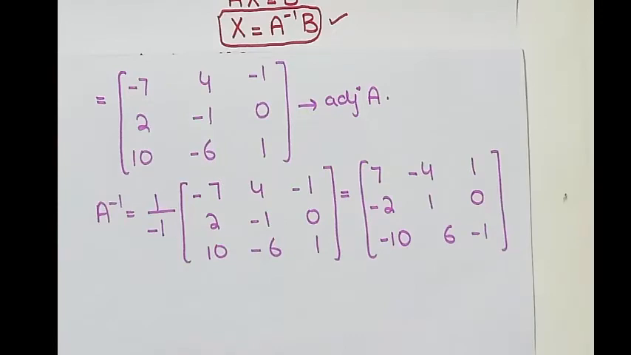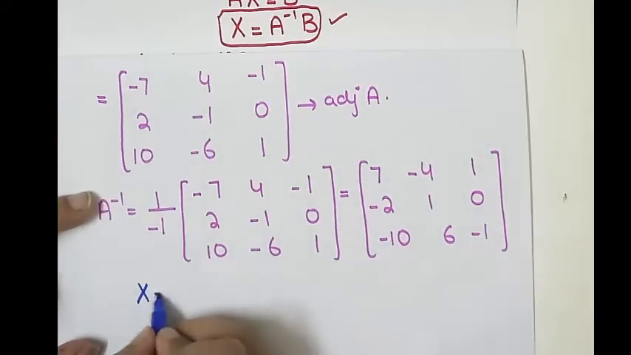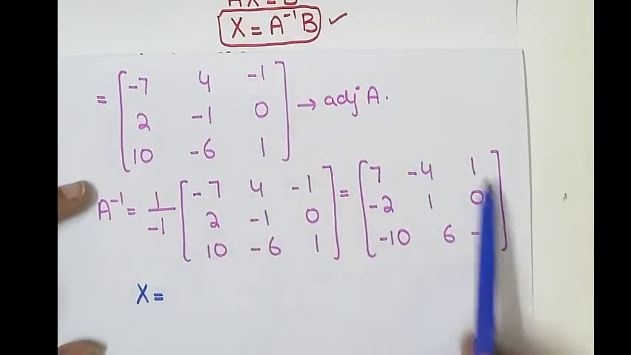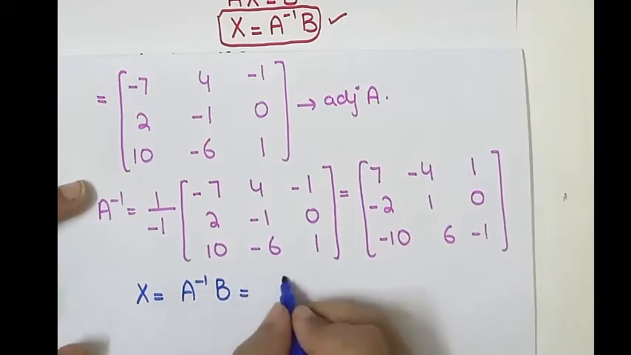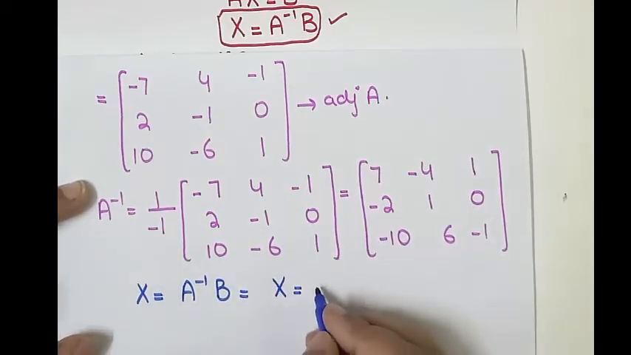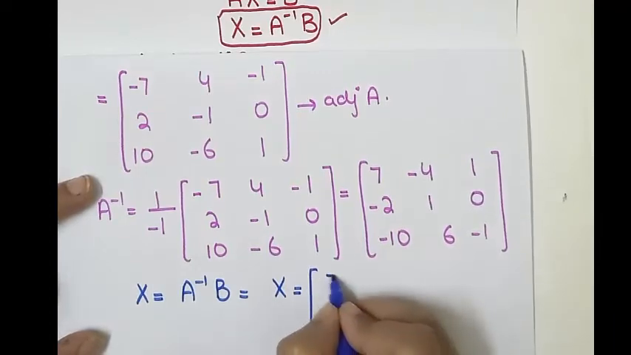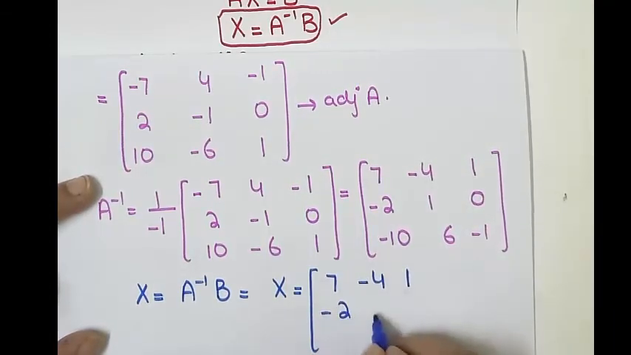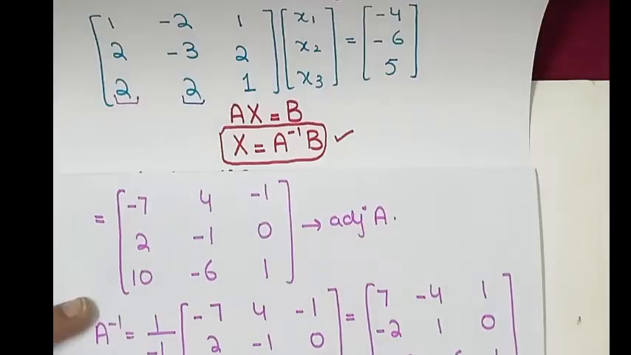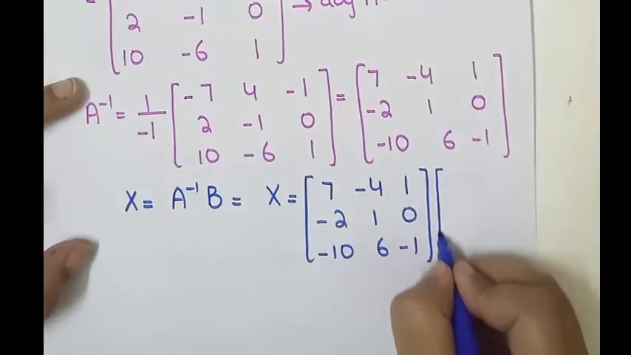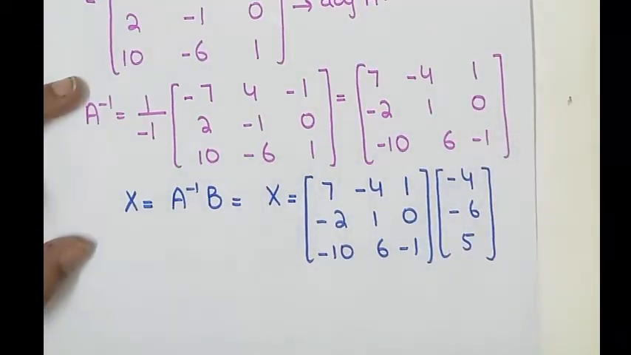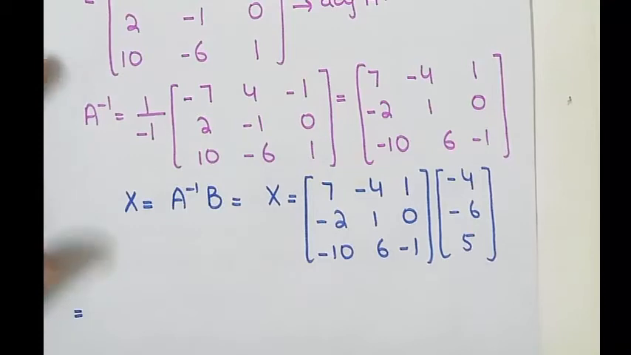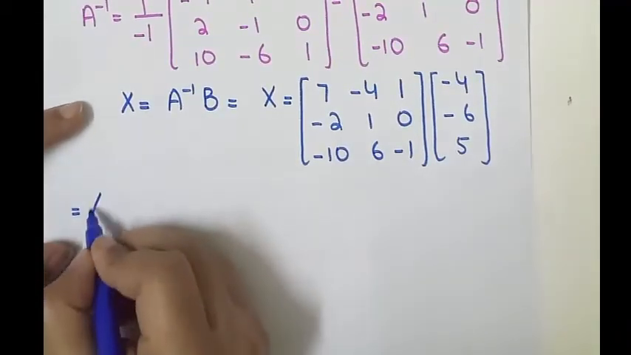So this is the formula: X equals A inverse B. This is the value of A inverse. Putting the values, we have X equals A inverse, which is 7, -4, 1, -2, 1, 0, -10, 6, -1, times the B matrix, which is -4, -6, and 5. So now we will multiply these two matrices.